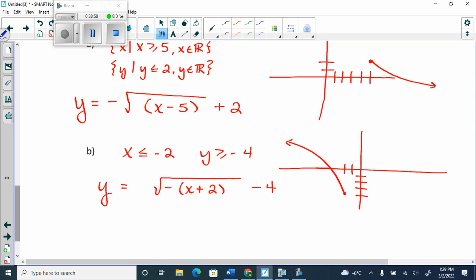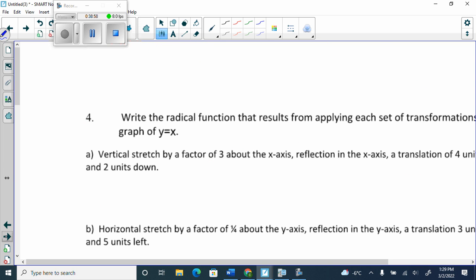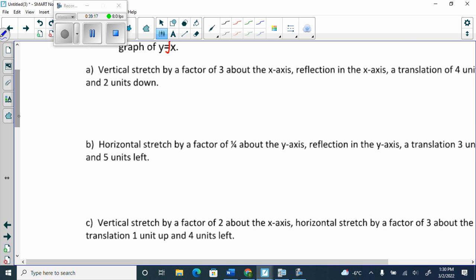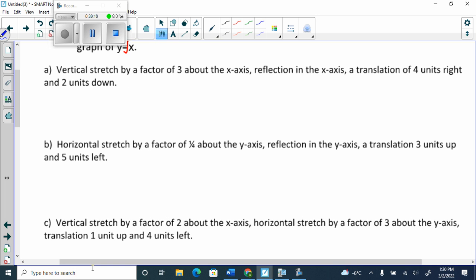Number 4. I'm going to get you to try it on your own, because you shouldn't need my help. Write the radical function that results from applying each of the transformations to the graph of y equals root x. Put a little root symbol on that x. Okay. A, B, C, D. Go. Apply the transformations to the equation.